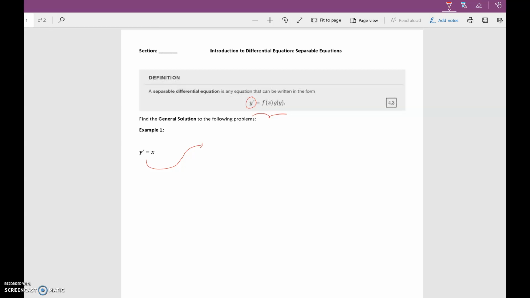So what I'm going to do first is rewrite y prime into what it represents. Technically y prime represents the change in y over the change in x, and this is equal to x. Now, if the equation is separable, that means you're able to express a differential and put the y's with the y's and the x's with the x's. So in this case, I'm going to multiply by dx, and the resulting equation is dy equals x dx.